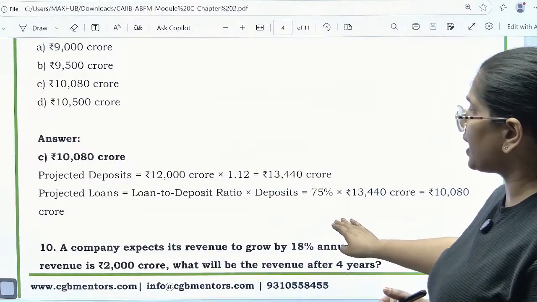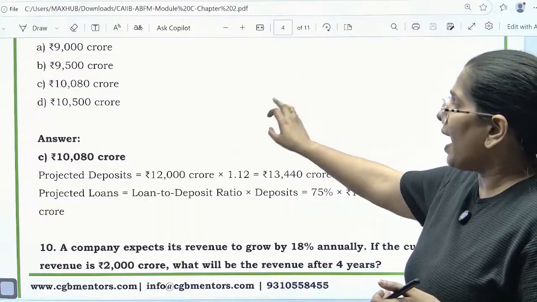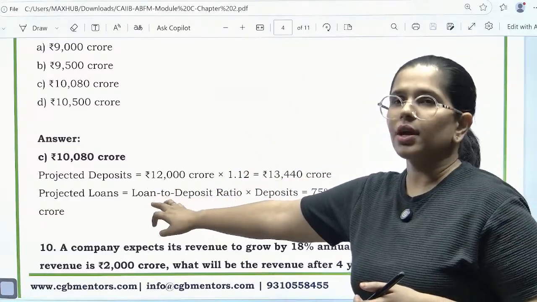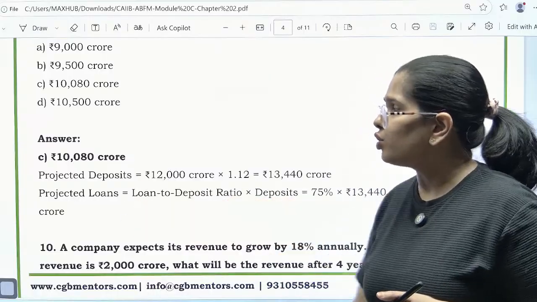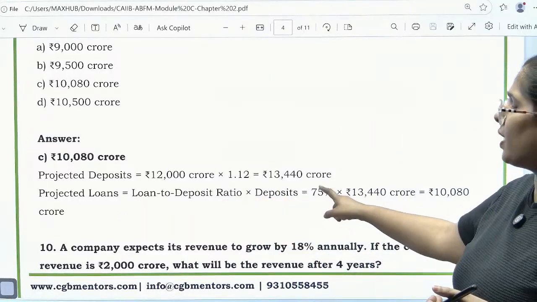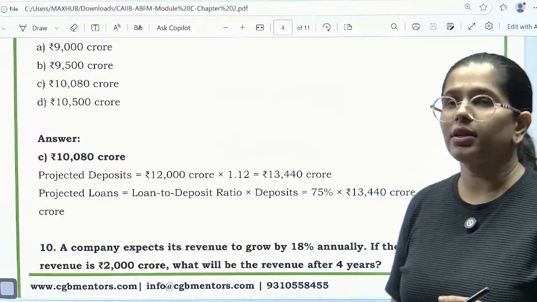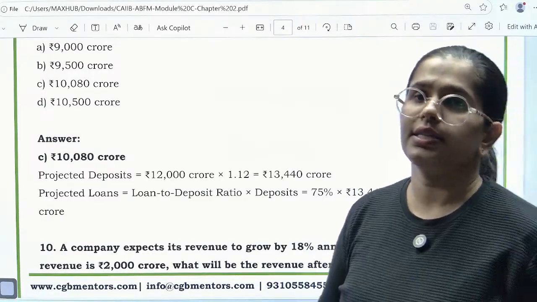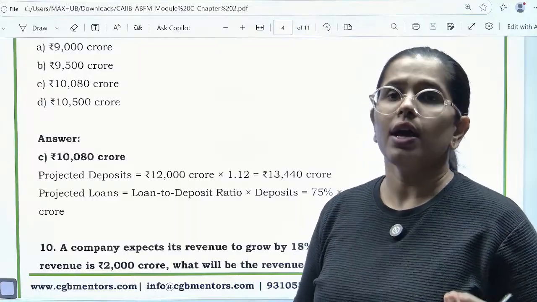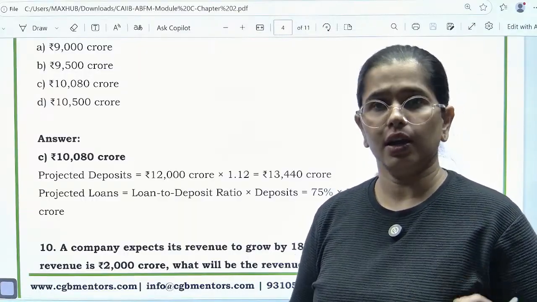Then you have your projected loans. Projected loans कैसे निकालेंगे हम? See, I have the deposits with me. Okay, I have to find the numerator, right? I need to find the numerator, and I also know that what is the percentage over here. So deposits multiplied by 75%, I got the amount of my projected loan, that is 10,080 crores. कितना आ जाएगा वो? 10,080 crores, that is the amount of my projected loans.